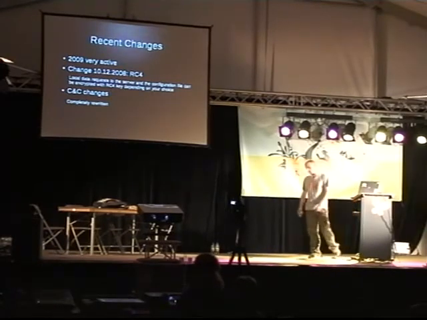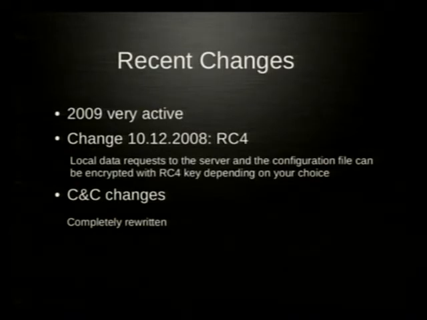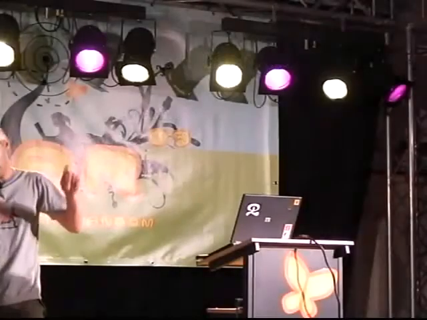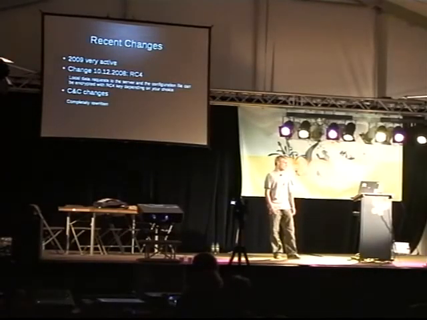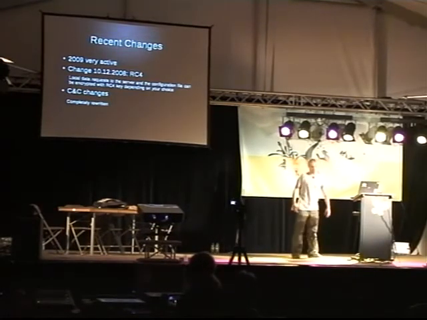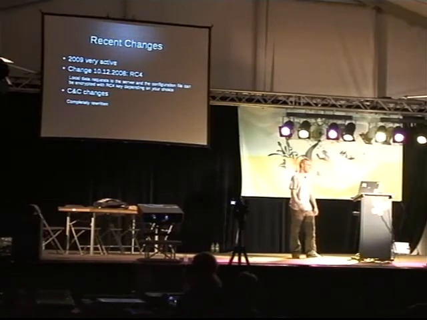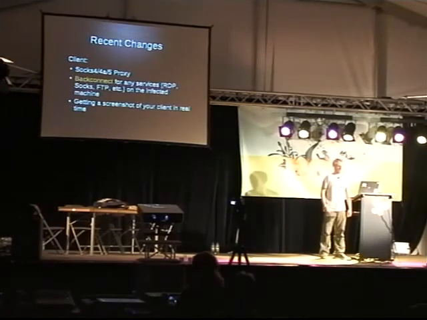So 2009 was a very active year. He made a lot of changes in the infrastructure, some changes in the bot, but mainly also in the command and control server. And one of the main improvements this year was to introduce RC4, the standard encryption, which is used in the config and when the client sends the stolen data to the command and control server. This is encrypted, so everywhere you have communication from the bot, it's encrypted with RC4. And this year he also rewrote the control panel. We will see later how this control panel looks.